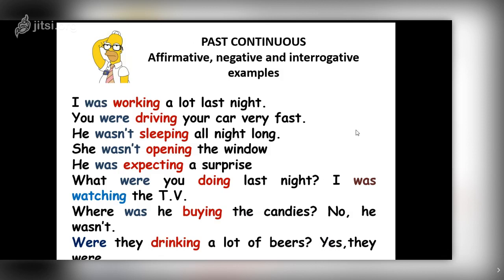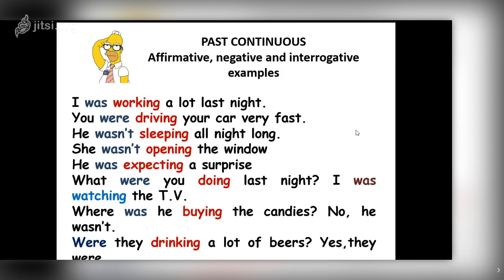Okay, the use of past continuous. We have the same affirmative, negative, and interrogative examples. I was working a lot last night. Who was working? Me. You were driving your car very fast. He wasn't sleeping all night long. He was expecting a surprise. What were you doing last night?